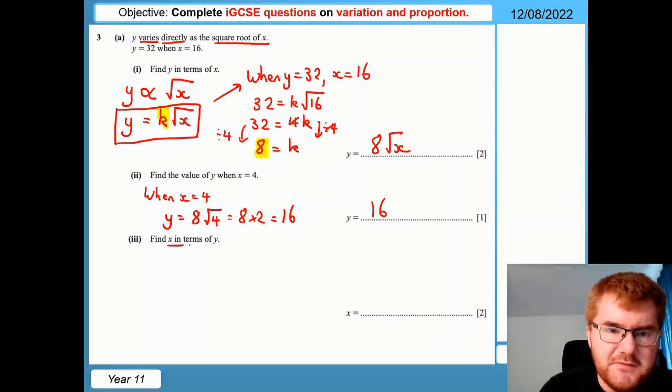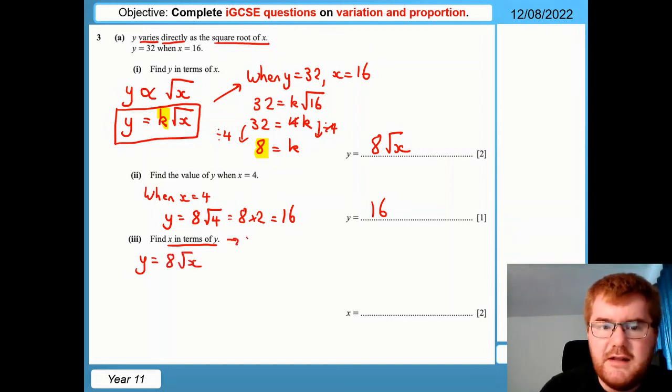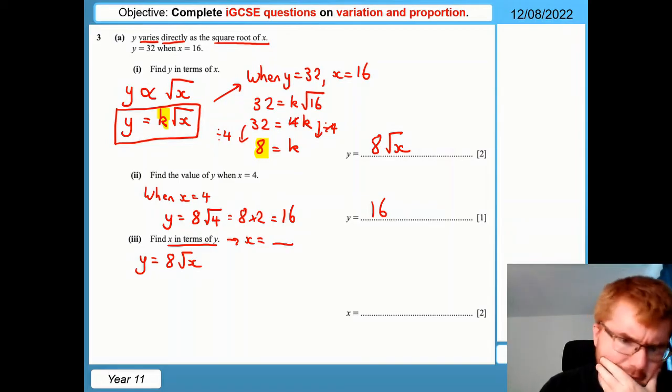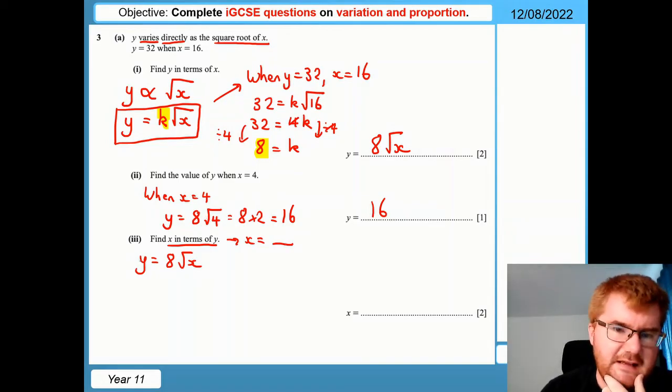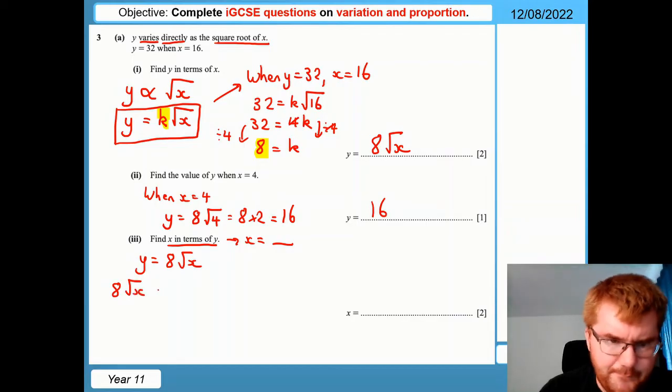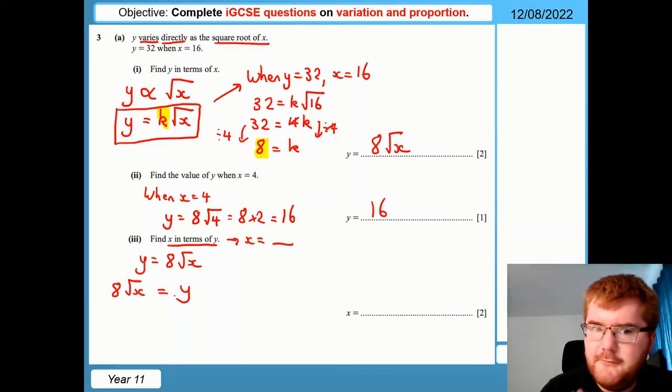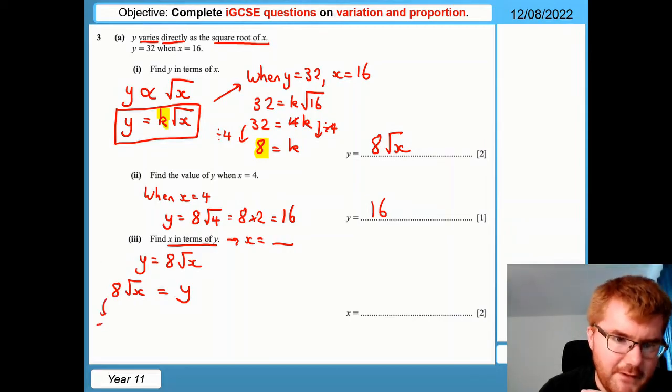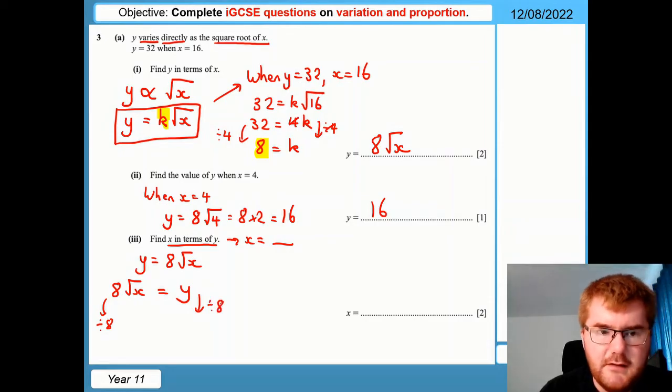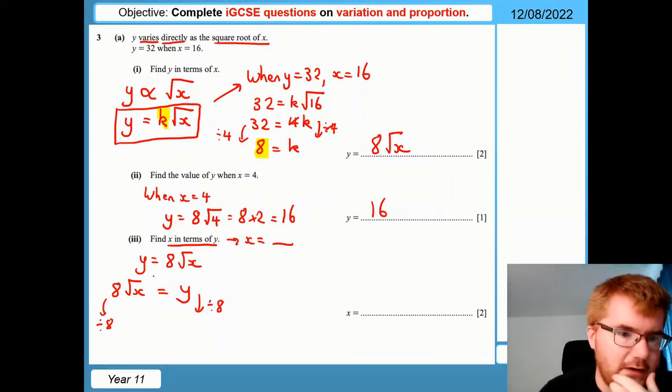And now, again, we've seen this question before. Find x in terms of y. So we want to take this formula, y equals 8 root x, and write it in a way that we get x equals something. The way I approach this is first of all to flip the equation, so we have the x on the left-hand side, which is always useful. Now, careful of the order of operations here. We need to divide by 8 first. Remember, it's like reverse BIDMAS, so you do the division first and then the squaring afterwards.